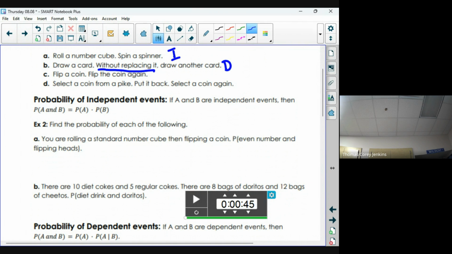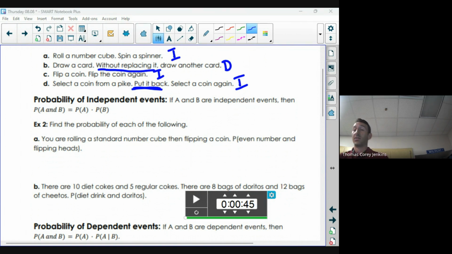C, flip a coin, then flip a coin. D, select a coin from a pike. I'm not really sure what that means, but just think of it as a hat or something, I guess. Put it back. Select another coin. Does anybody know what that word means in this context, or do we think that's a typo? Got nothing. All right. So flip a coin, flip another coin. That would be I for independent. Select a coin, put it back. That's the key phrase there. Select again. That would also be independent. Does everybody kind of get the idea of dependent versus independent?